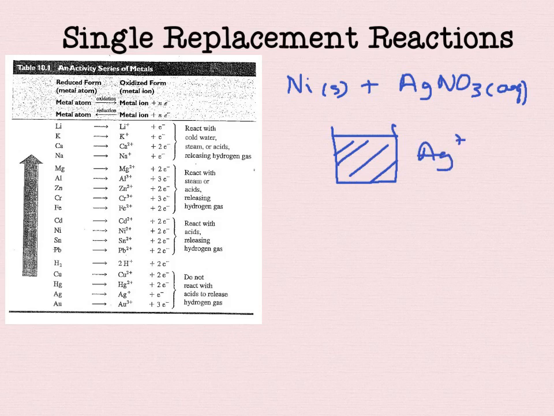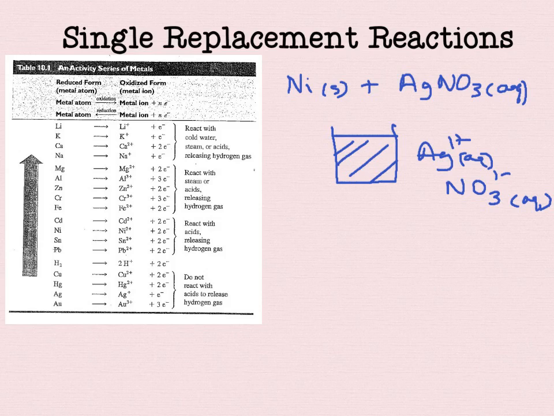In that solution there are silver ions and there are nitrate ions floating around amongst the water molecules. The silver ions and the nitrate ions are both aqueous. They're both surrounded by water and they're invisible.